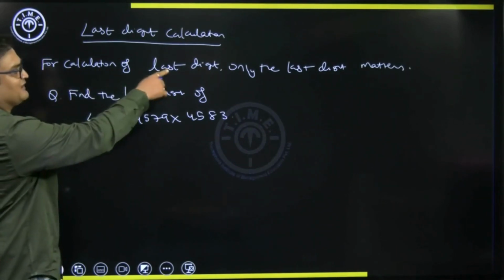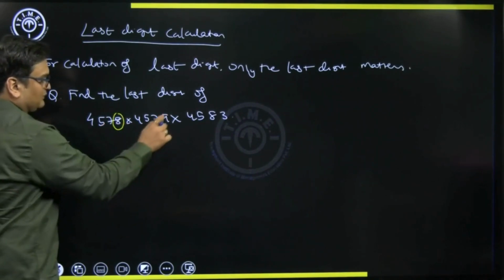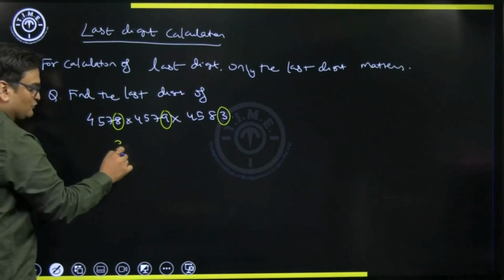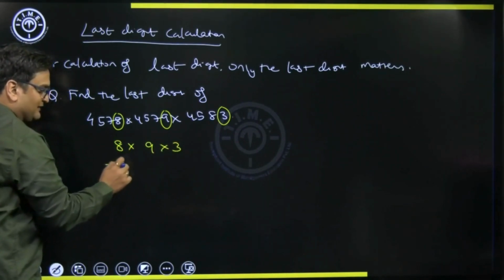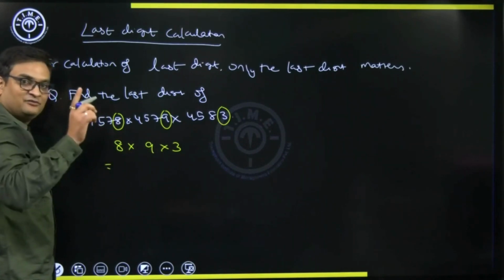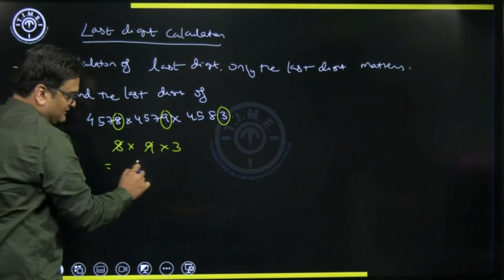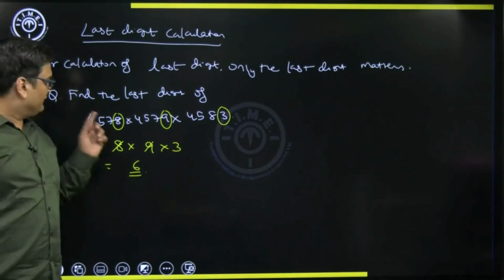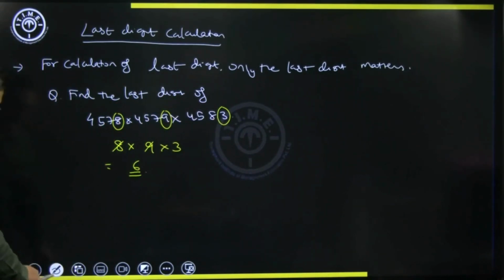for calculation of last digit, only the last digit matters. So here I'll consider only 8, only 9 and only 3 for my calculation. Hence the problem will now reduce to 8 into 9 into 3, which can be simplified now easily. 8 into 9 is 72, last digit is 2, 2 into 3 will give us 6. So that means without in detail calculation, we can answer this question simply by following the last digit. That's the very first point that I have for you.